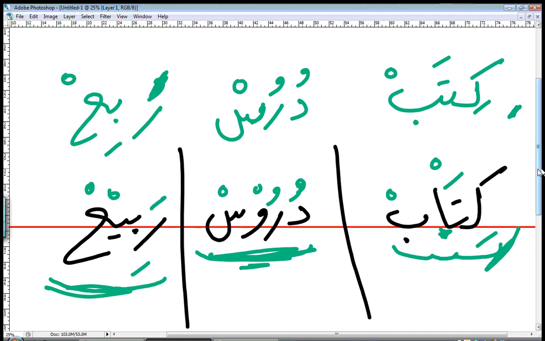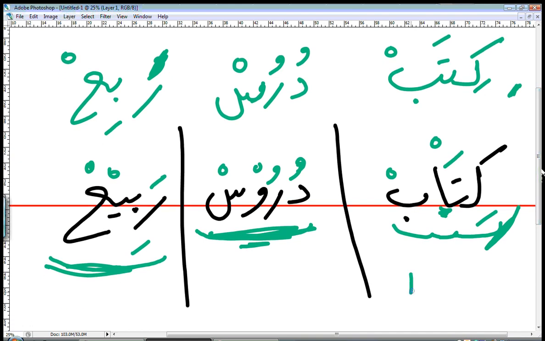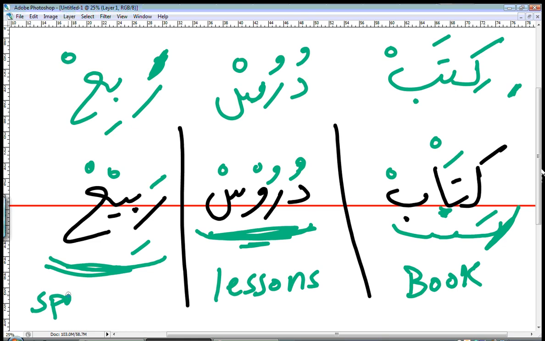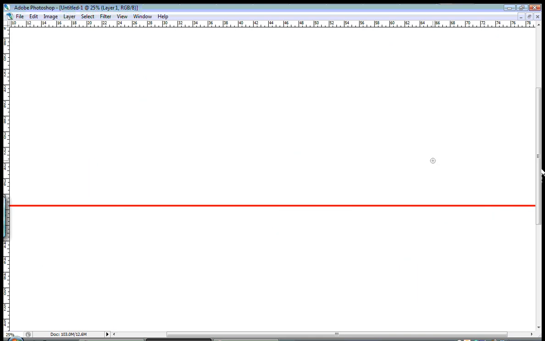Okay, so what do they mean? Kitab means a book. Durus means lessons. And Rabi' means spring, as the period of the year where there are a lot of flowers. Okay, كتاب دروس ربيع. كتاب دروس ربيع. I hope that was clear. Let's see some more examples.